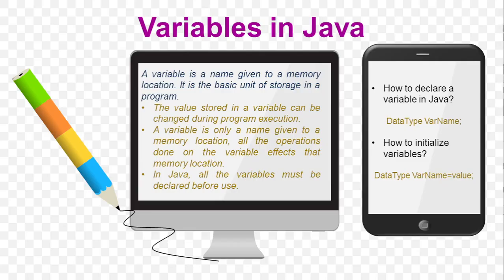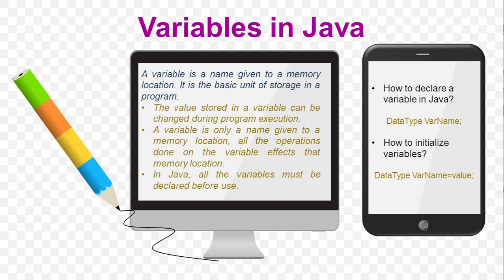So let's start. A variable is nothing but a name given to a memory location, as I told. It's a basic unit of storage in a program. If you want to store any data in your program in Java, definitely you require a variable. The variable value can be changed during the program execution. A variable is only a name given to a memory location. All the operations done on the variable affect that memory location, but you don't need to do anything related to the memory location because this is a simple abstraction provided to you. All variables should be declared before using them in Java.